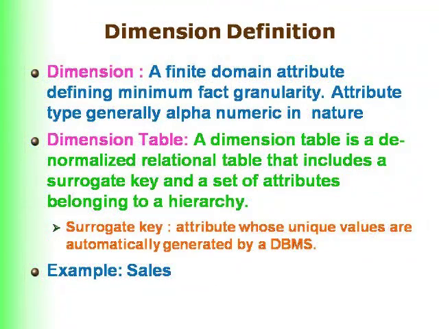So what is a dimension? As I mentioned earlier, dimensional modeling is an approach to identify and design appropriate data structure based on the user and business needs. Dimensional model consists of two different kinds of elements: facts and measures, and dimensions. What is a dimension? A dimension is a finite domain attribute defining minimum fact granularity. Attribute type is generally alphanumeric in nature. Fact table is used to store the measures or business information. Dimension tables determine the contextual background to the facts.